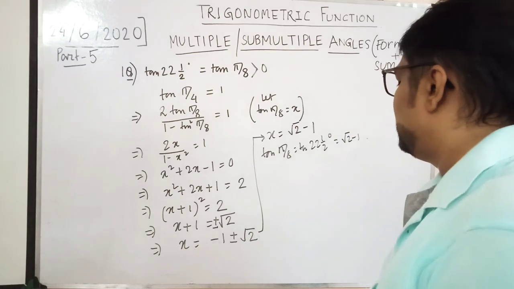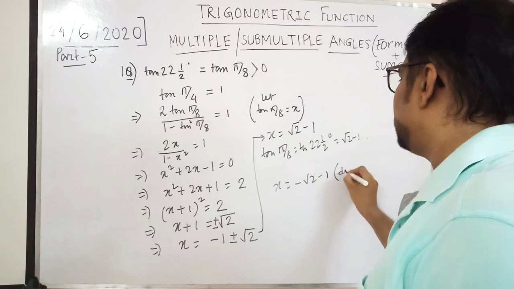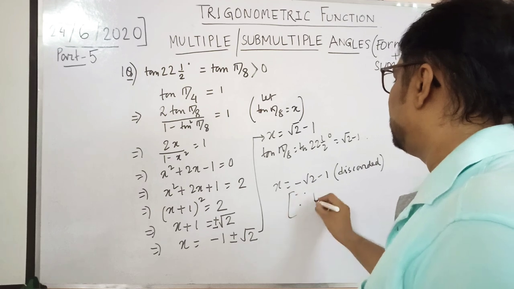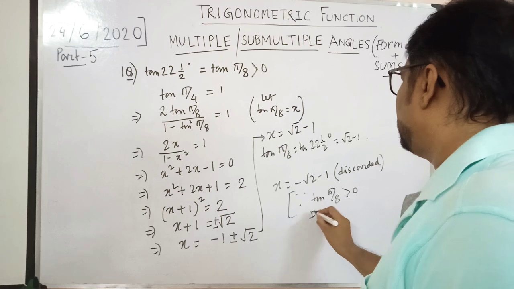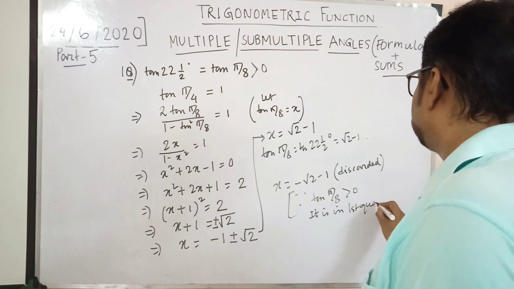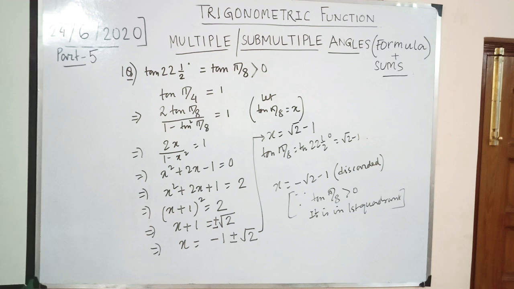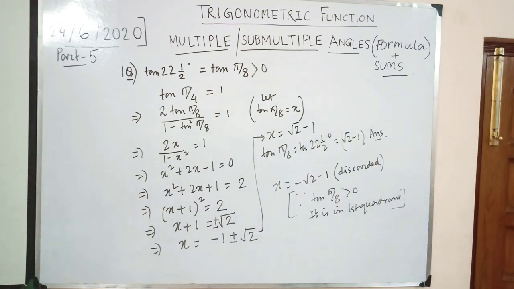So this value is discarded. Write it: it's discarded. Why? Since tan pi by 8 is greater than 0, it is in the first quadrant. So I write everything clearly for you. So this will be the answer. Okay. Let us proceed to the next sum.